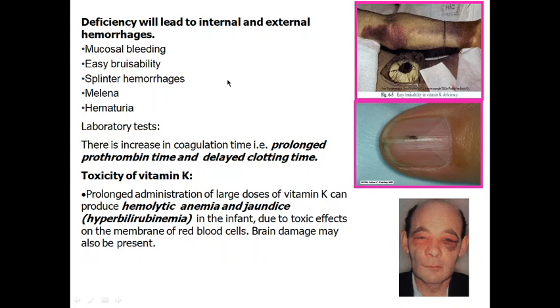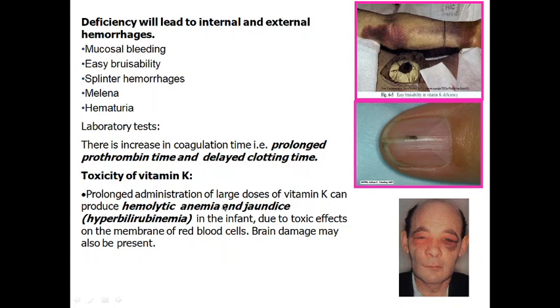What are the deficiency manifestations of vitamin K? Deficiency will lead to internal and external hemorrhage. That is to say, mucosal bleeding, easy bruisability, melena, and splinter hemorrhages under the nails. Melena is the passage of blood with the stool. Hematuria is the passage of blood with the urine. What are the laboratory tests that may show up vitamin K deficiency? There will be prolongation of the prothrombin time and prolongation of the clotting time.